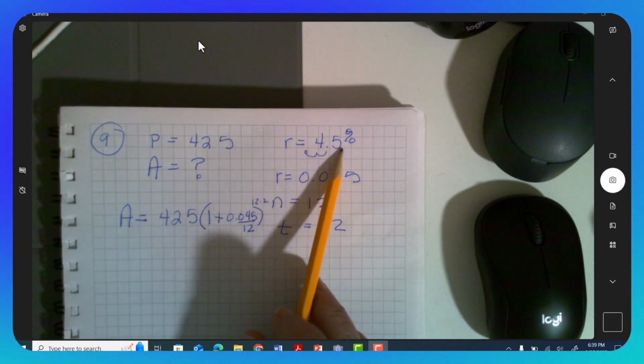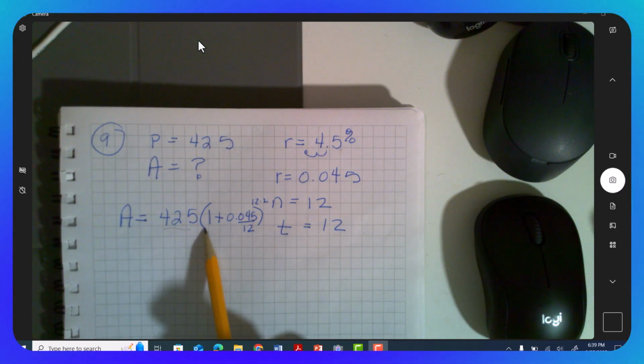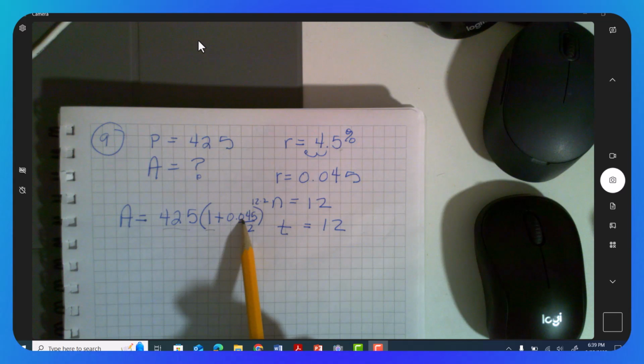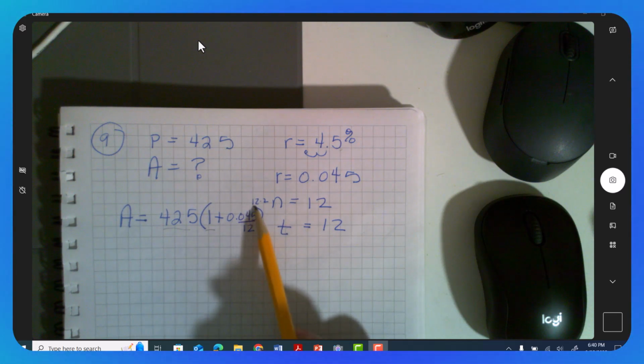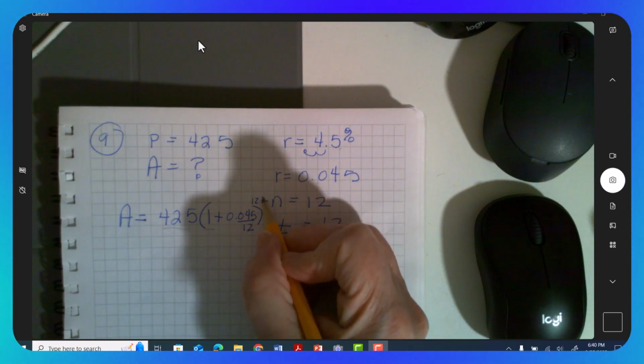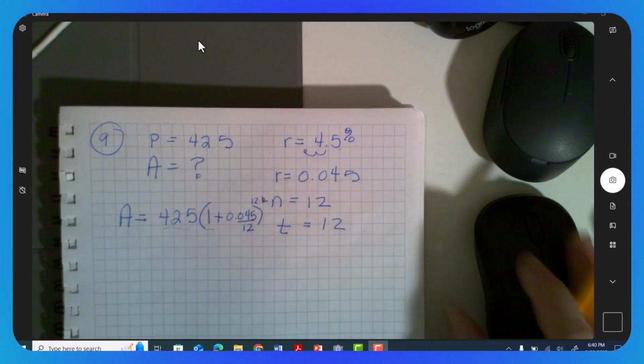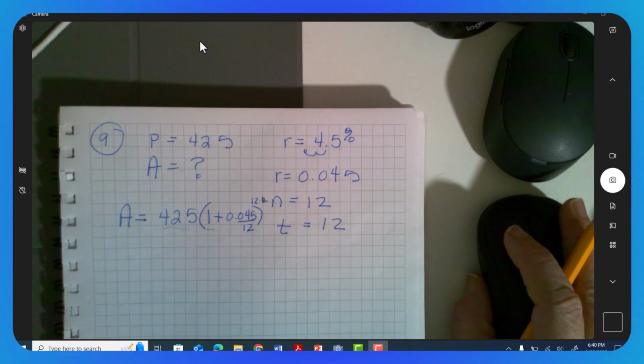Okay, our rate is 4.5. So our total amount is 425 times (1 plus 0.045 divided by 12), all of that raised to the 12 times 12, which is 144. n is equal to 12, t is equal to 12. All right, now let's use our calculator to do the work.